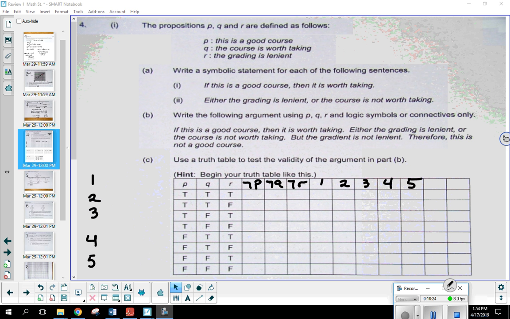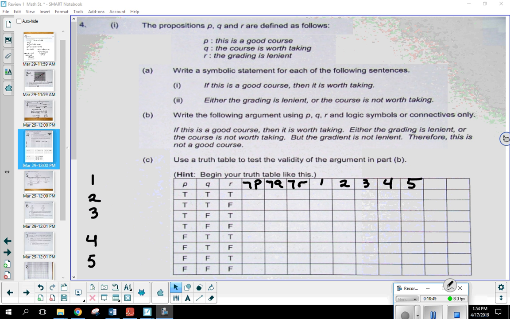Okay, so we're on truth tables for number 4. It says the propositions P, Q, and R are defined as follows. P: This is a good course. Q: The course is worth taking. R: The grading is lenient. Okay, so A, write a symbolic statement for each of the following sentences. If this is a good course, then it is worth taking. Okay, well, what stands out to you from that sentence? The if-then. Remember, that's an implication.